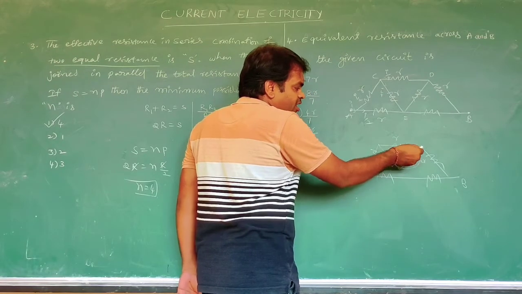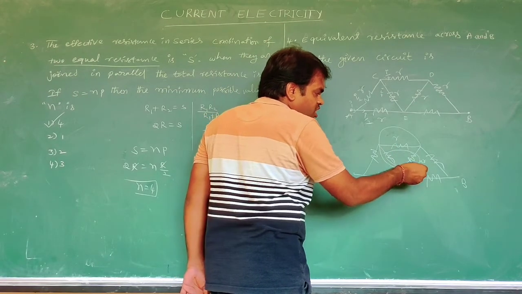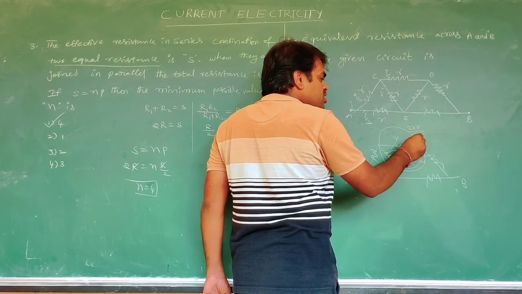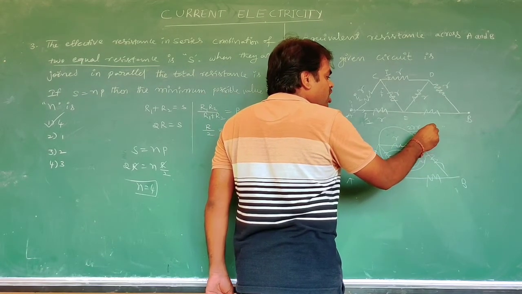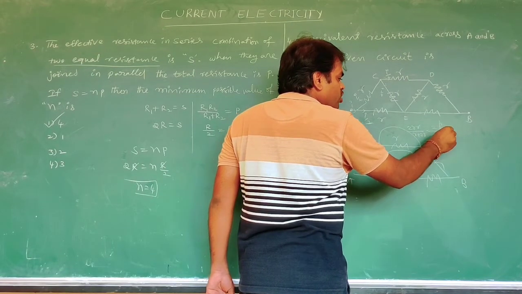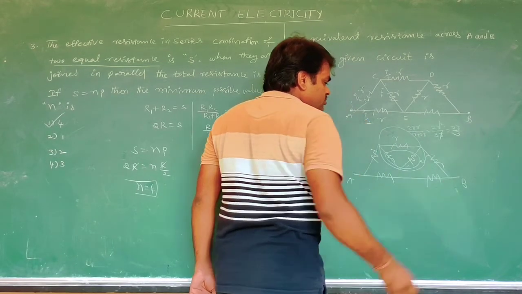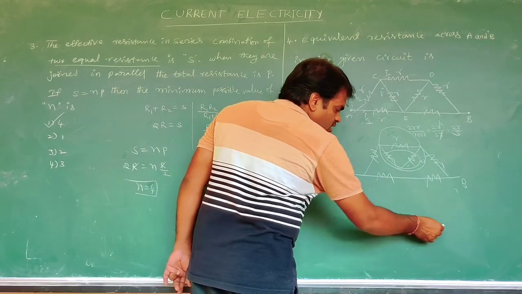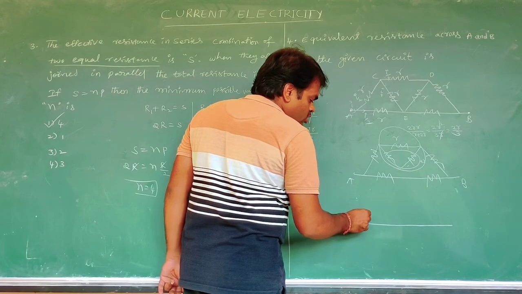These two are in parallel. That's why the value of these we write as 2R by R plus 2R. Then what? 2R square by 3R. R cancels. What do you get? 2R by 3. Then modify these. What we got? See the final. What we did now.